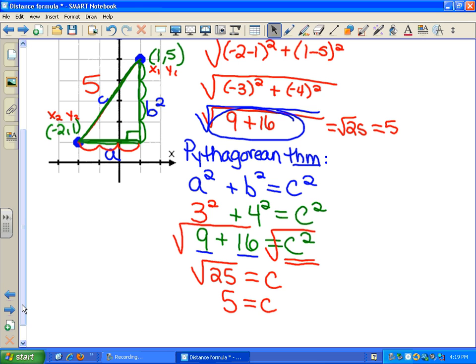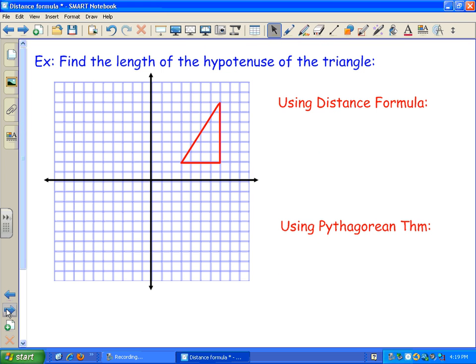So really, the distance formula is just the Pythagorean theorem. Hopefully you can see how those 2 things are related. So what I would like you to do is find the length of the hypotenuse of the triangle. I want you to use the distance formula, and then I want you to use the Pythagorean theorem. So go ahead and try this on your own, and when you're done, come back and we'll see how you did.